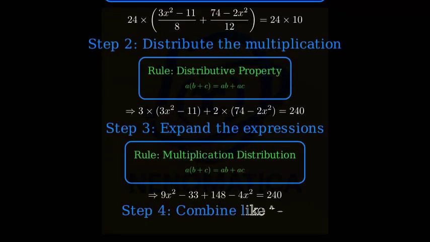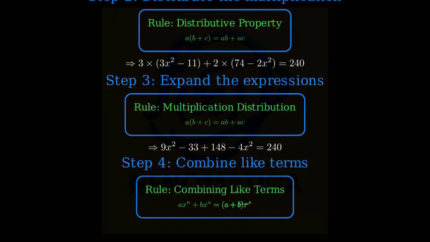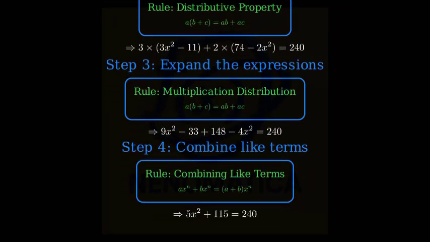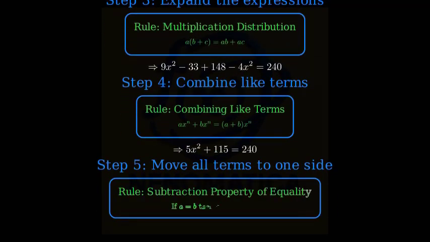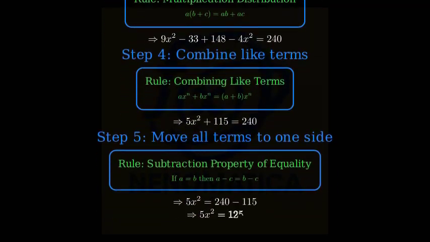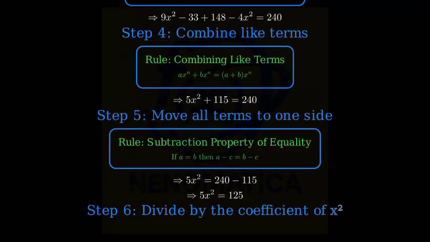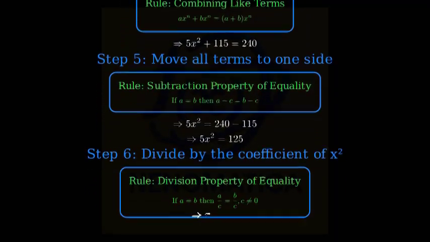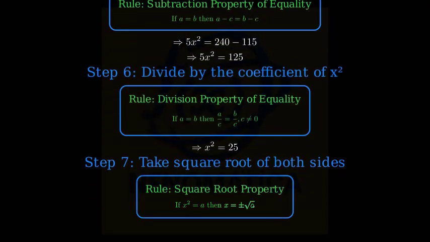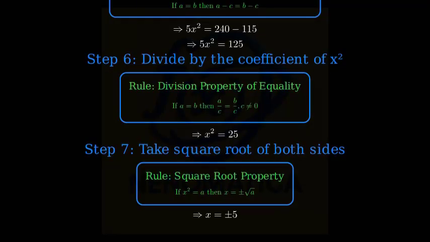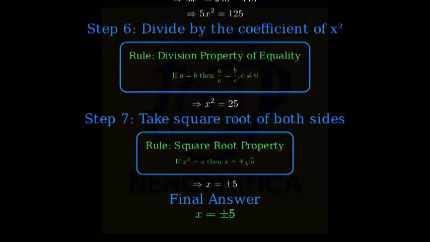Now, let's combine like terms. 9x squared minus 4x squared gives us 5x squared. Negative 33 plus 148 gives us positive 115. Let's move all terms to one side by subtracting 115 from both sides of the equation. Now we divide both sides by 5 to isolate x squared. To solve for x, we take the square root of both sides. Remember that when we take the square root, we get both positive and negative values. Therefore, our final answer is x equals plus or minus 5.